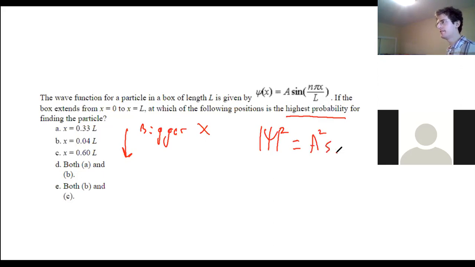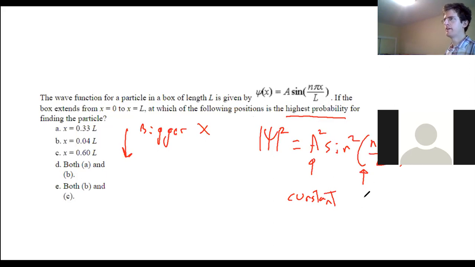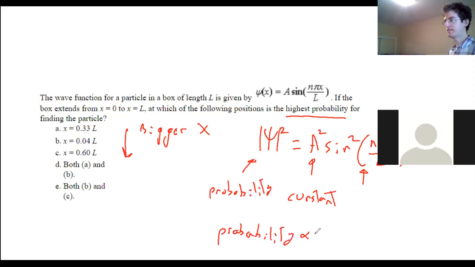So square that first, and then we have n pi x over L. This function, the square, is related to probability. So it's a function of some constant and a function of the sine squared. Whatever you plug in here, the bigger the output of the sine squared, the bigger the probability, right? Because this is related to probability. In other words, probability would be proportional to whatever you get from the sine squared function. So the bigger the sine squared is, the bigger the probability of finding the particle at that x.